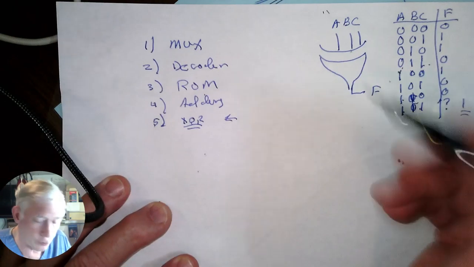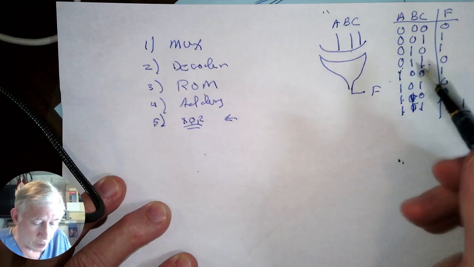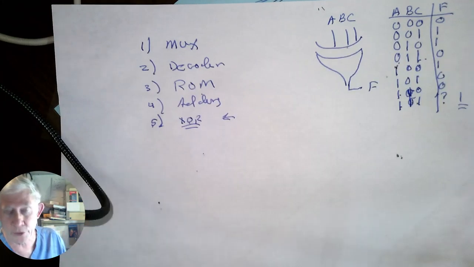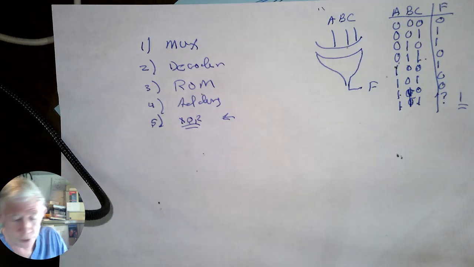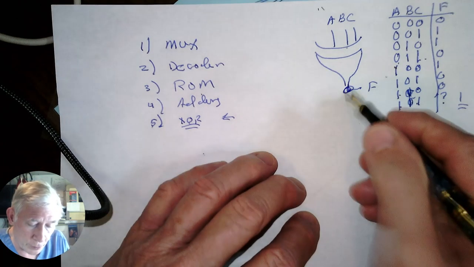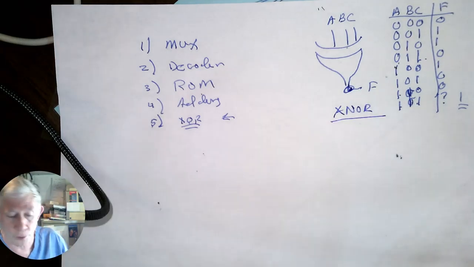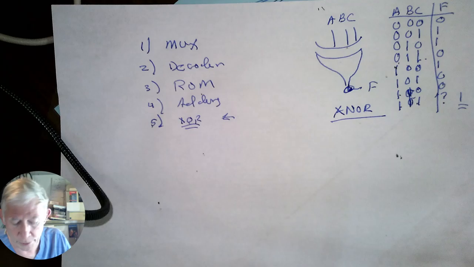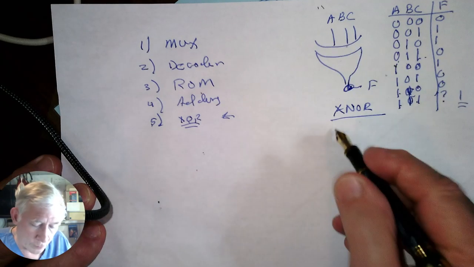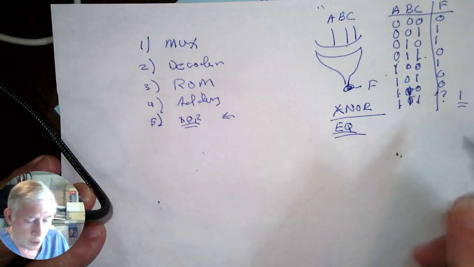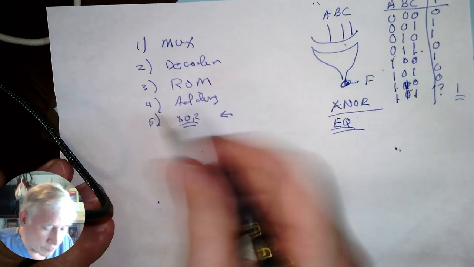And you can do a lot with exclusive OR gates. But we're not gonna really spend a lot of time on XOR gates in this course. And if you put an inverter on the output, then we call it an XNOR gate. Exclusive NOR, because it's a not exclusive OR gate. And sometimes we call that an equivalence gate. Okay, so that takes care of that.